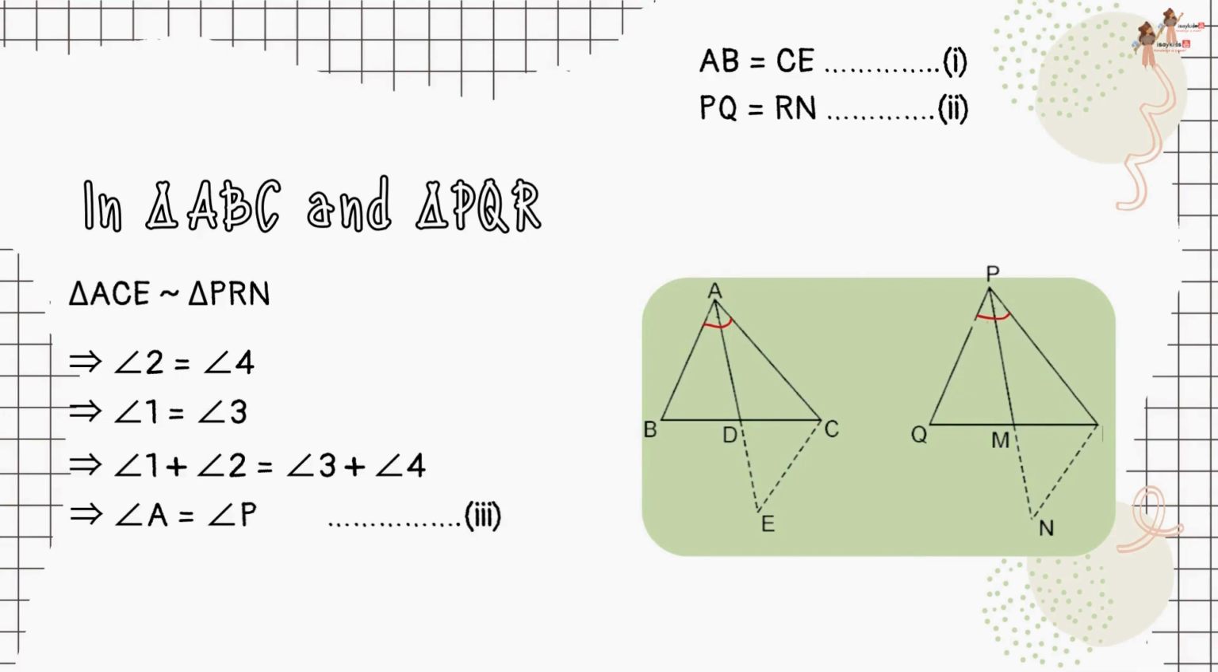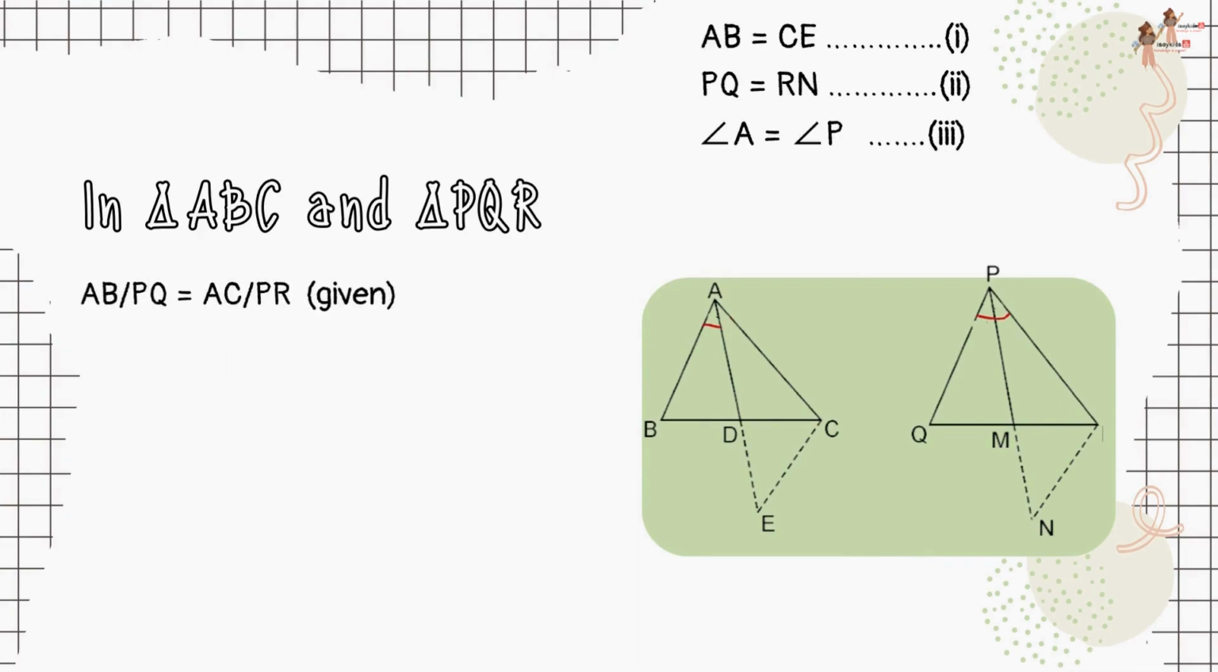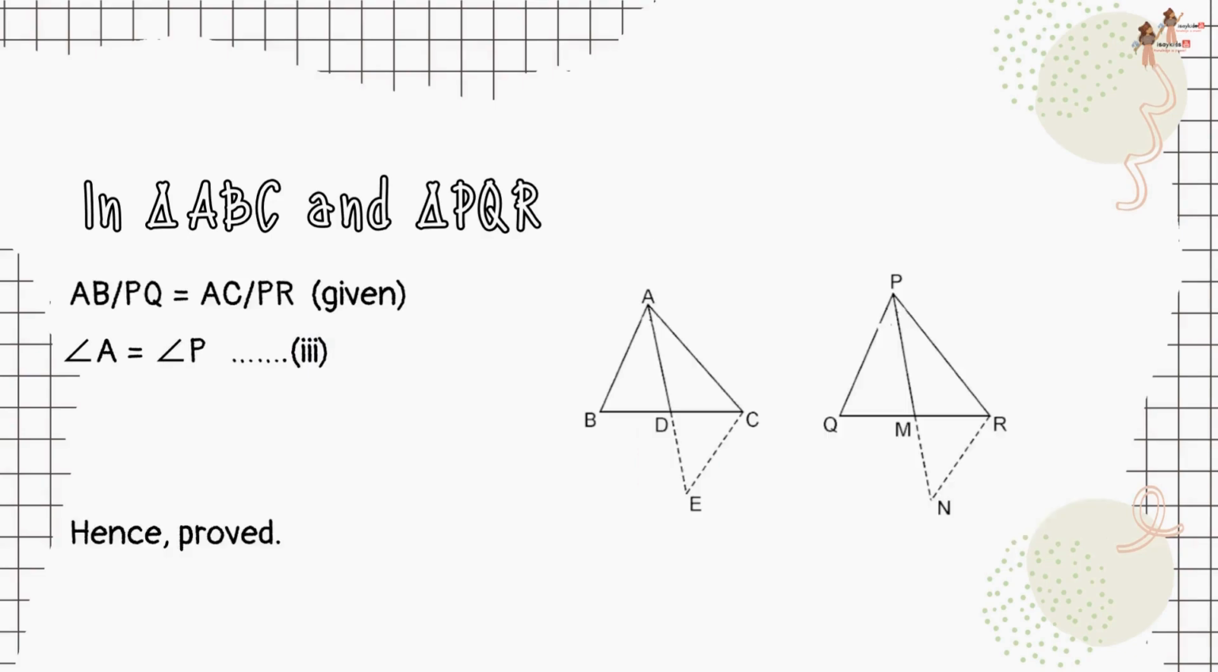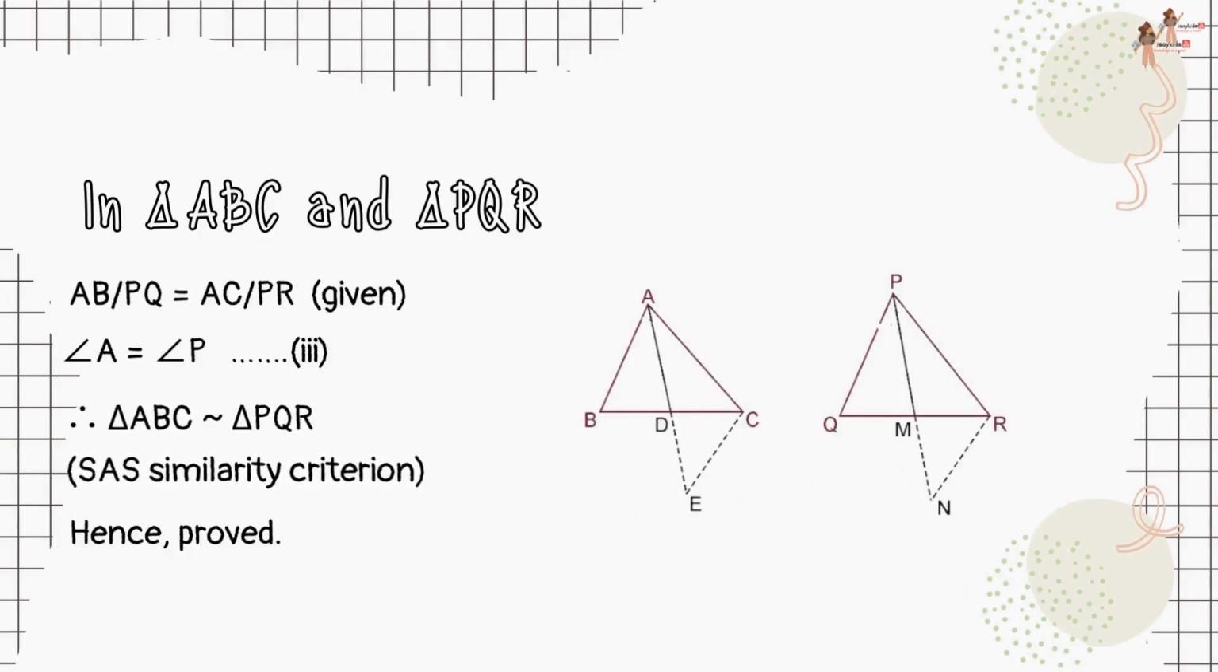Now, in triangle ABC and triangle PQR, we have AB upon PQ equal to AC upon PR. We are given that. Now, from equation 3, angle A is equal to angle P. Therefore, triangle ABC is similar to triangle PQR via SAS similarity criteria. Hence proved.